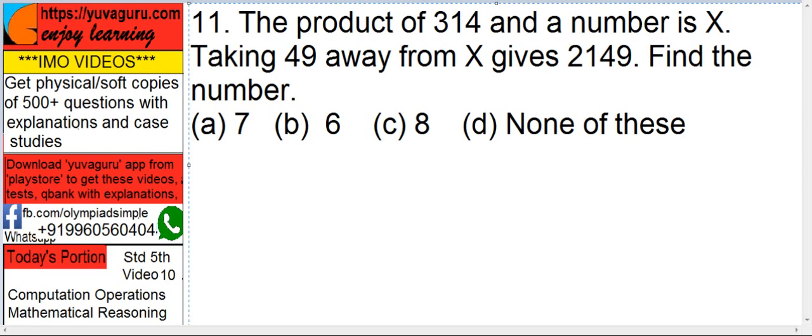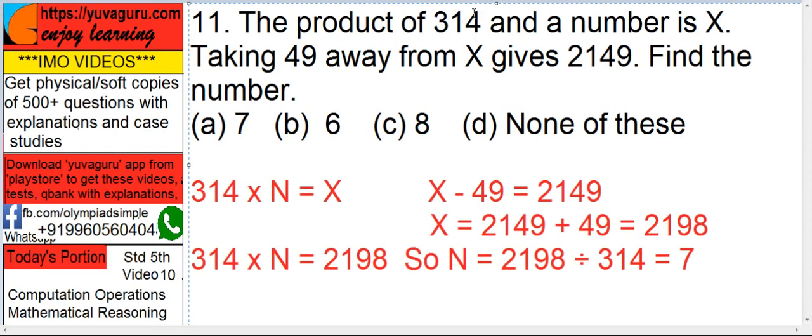The product of 314 and a number is x. Taking 49 away from x gives 2149. Find the number. See here, 314 is multiplied by a number. Now these two numbers are multiplied and then we get the answer as x. So if the number is n, capital N, then 314 multiplied by n equals x.